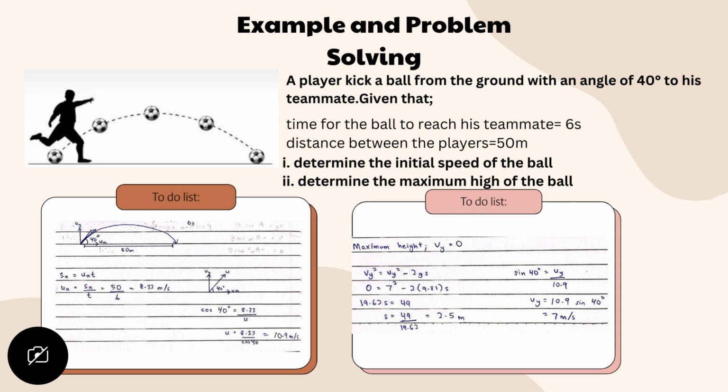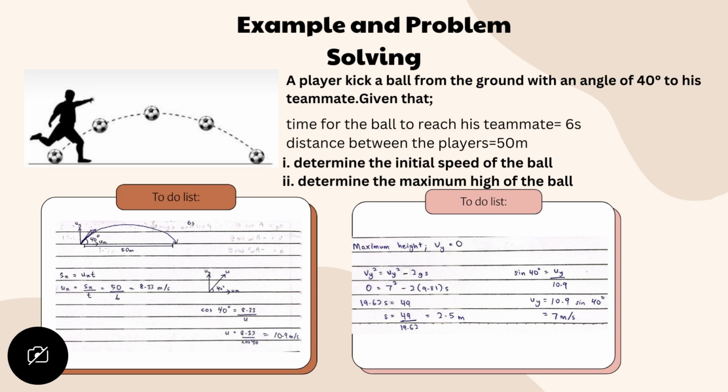Here is an example of projectile motion in football and how to solve it. Given that a player kicks a ball from the ground at an angle of 40 degrees to his teammate. The time for the ball to reach his teammate is 6 seconds, and the distance between the players is 50 meters. Here we need to determine the initial speed of the ball and the maximum height of the ball.